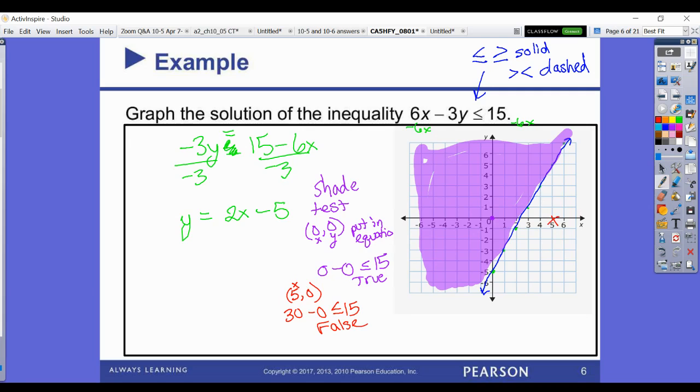So I know that 5 is not a solution. So if I had picked a point on this side, I would know that that's not a solution. So that means I need to color on the other side. Anyway, that's how you graph a linear inequality.